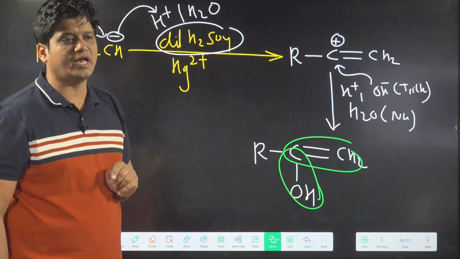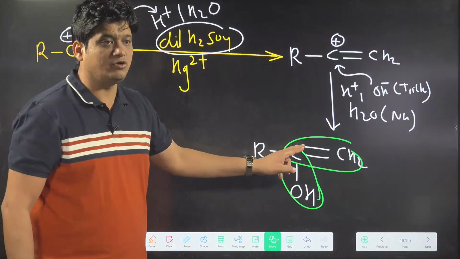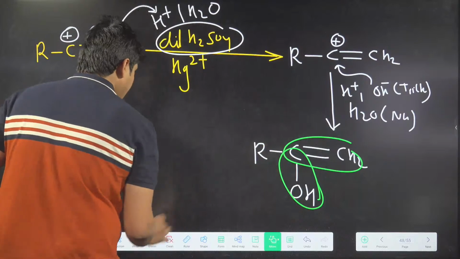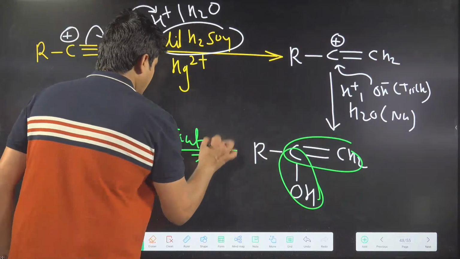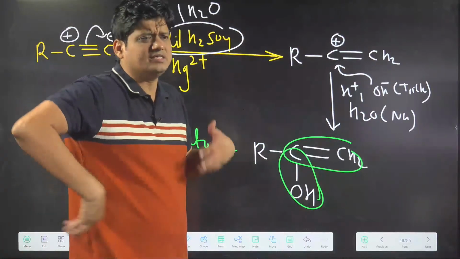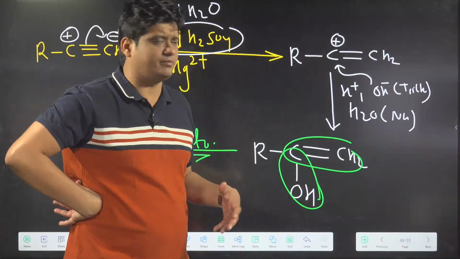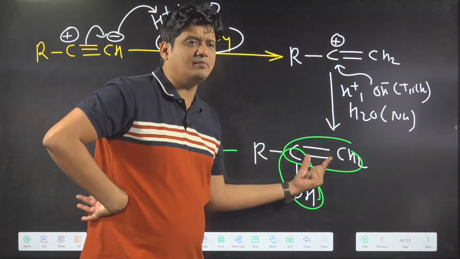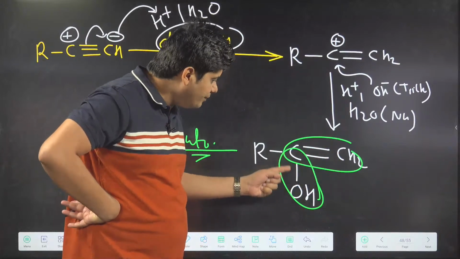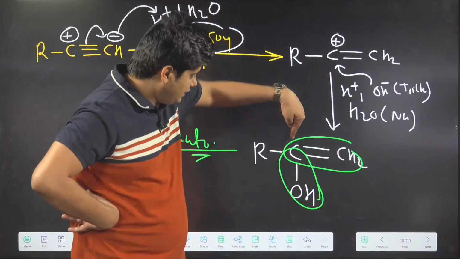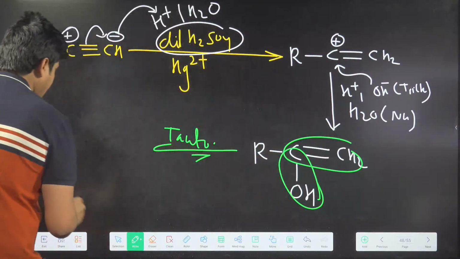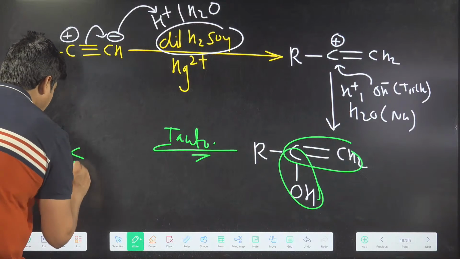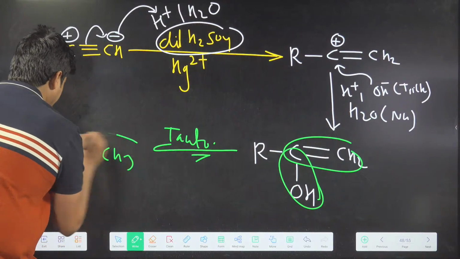Enol. Enol is going for tautomerism. So this is going to tautomerize. If it is going for tautomerism, what will happen? What is the simple way to find the product of tautomerism? Double bond becomes single bond, single bond becomes double bond. So you will get RC double bond O, CH3.